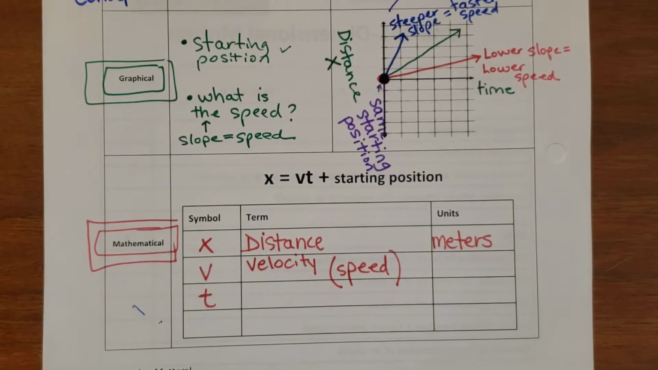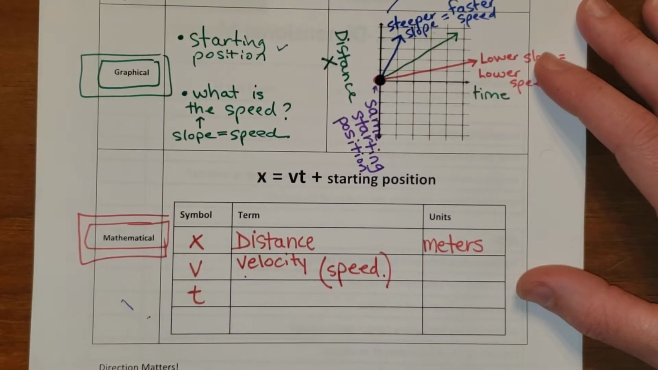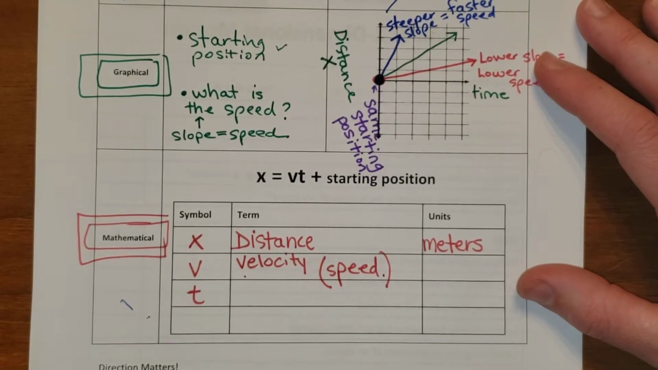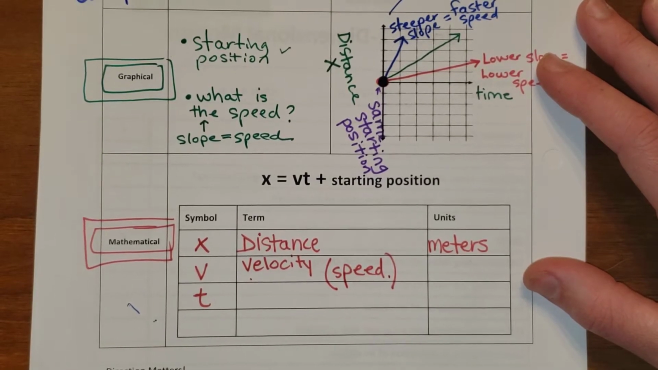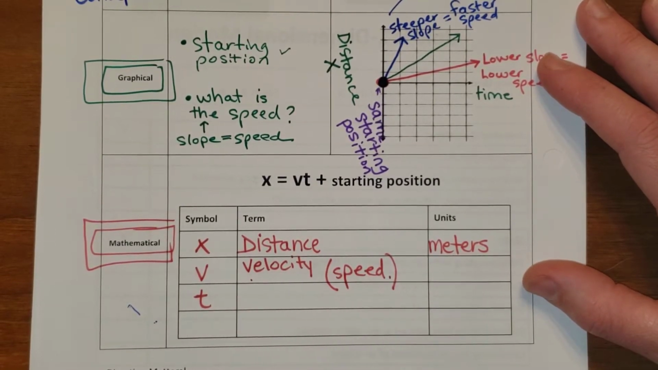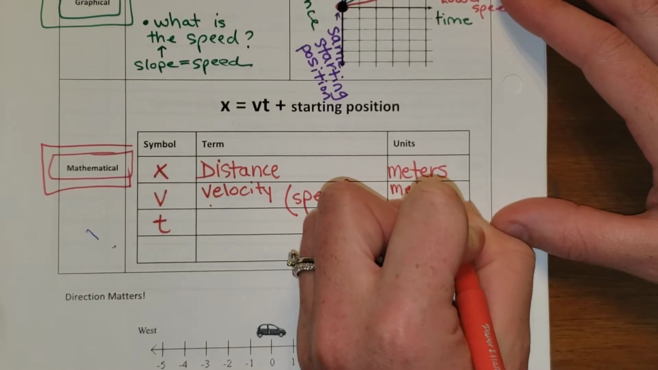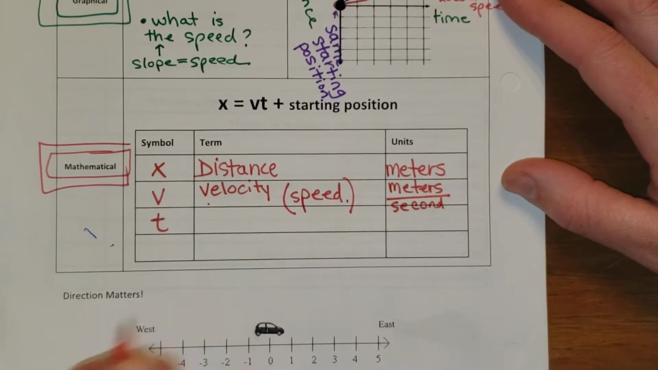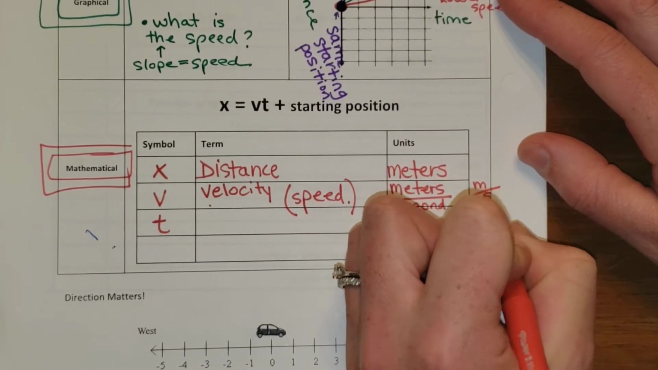put more of an emphasis on the use of velocity or more of an emphasis on the use of the word speed. Honestly, they both are depicting the same thing, and that's all we need to know for our physics class. The units for velocity are meters per second, which I can write out, meters per second, or I can do a quicker symbol version, m/s.